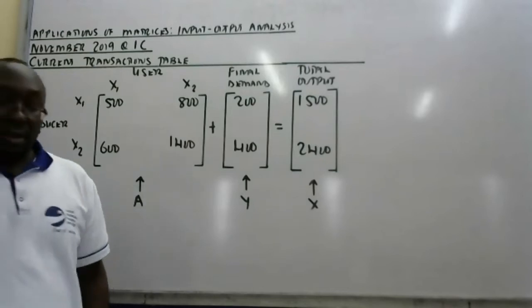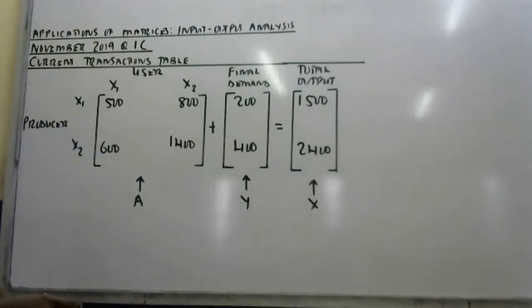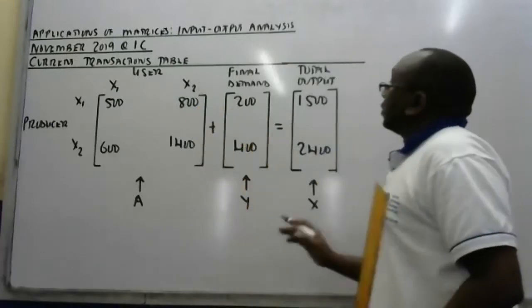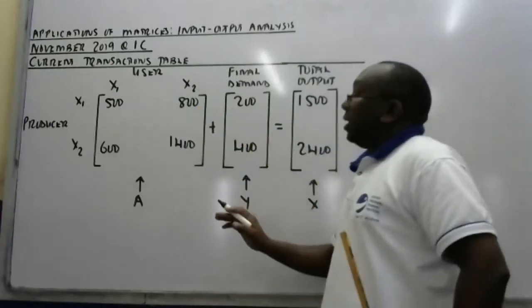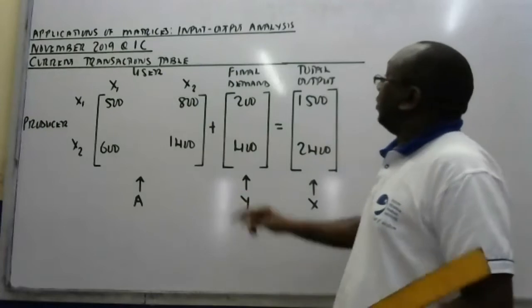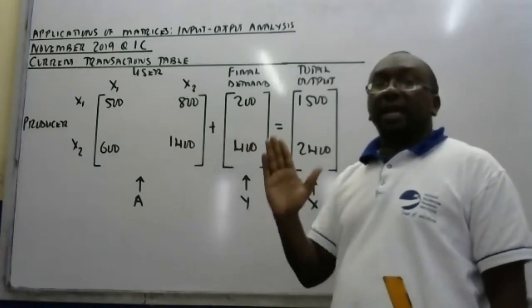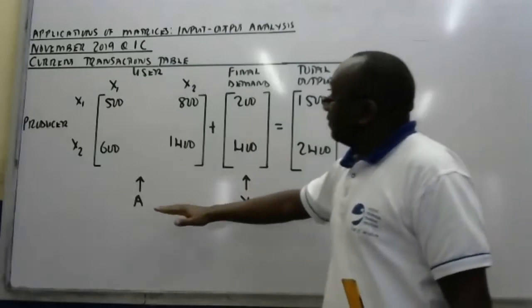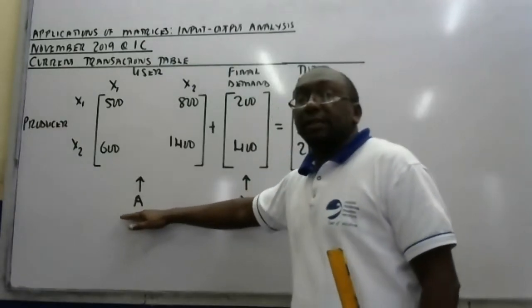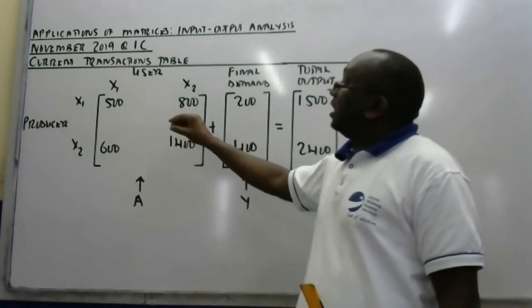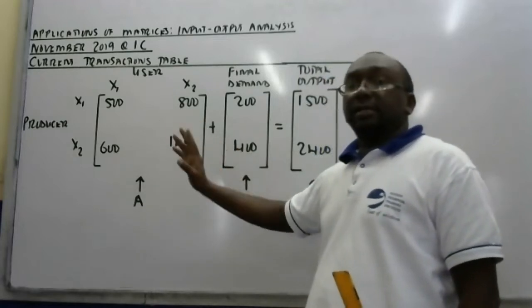Let me explain a bit. First of all, you can see we have something we are calling final demand. Final demand is the demand used by the last customer. Then we have the intermediate demand. It is the demand that is used by the other sectors and the sector itself.